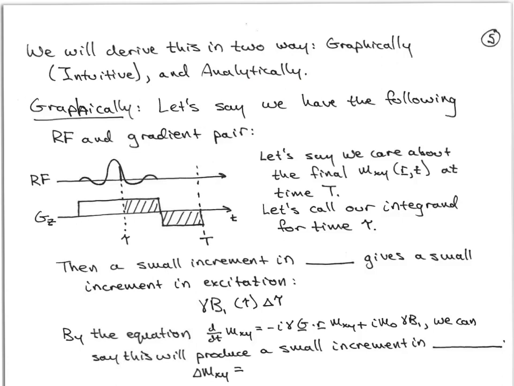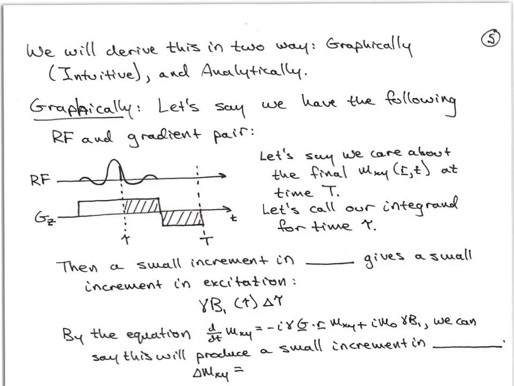Okay, so for the graphical derivation, let's say that we are given the following RF and gradient pair. Let's say we have this one-dimensional RF pulse that's real valued, and it's like a truncated sinc waveform. And then we also have this gradient waveform, which is a half-refocused trapezoid. And let's say that we care about the final excited magnetization at the time T here, at the end of the entire pulse and gradient pair. And let's also call our integrand for time tau. So we're going to move along in tau until we get to capital T at the end of the pulse.